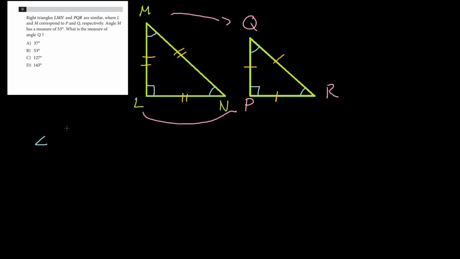So because angle M is equal to 53 degrees, we know that angle Q is also going to be 53 degrees because, as per the question, they correspond to the same angle on the triangles. The triangles are similar, so the angles are the same. So our answer is going to be B.